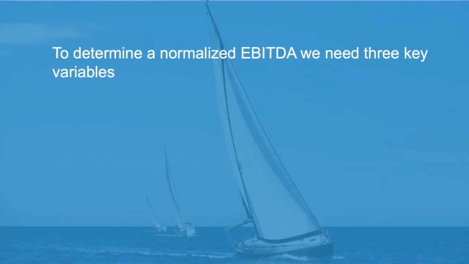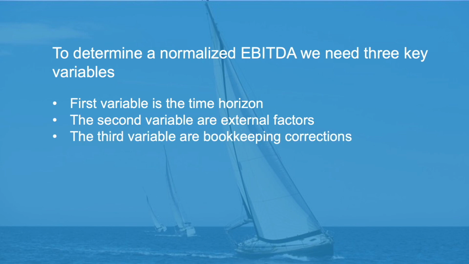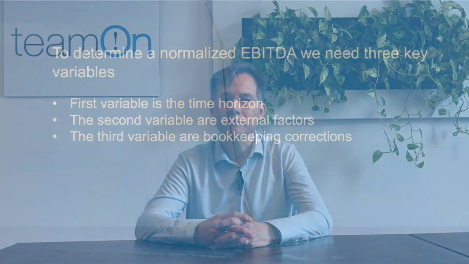To determine a normalized EBITDA for a company, we basically need three key variables. First variable is the time horizon. The second variable are external factors. And the third variable are corrections for, let's say, incorrect bookkeeping. Let's start with the time horizon. Why can time horizon be relevant?